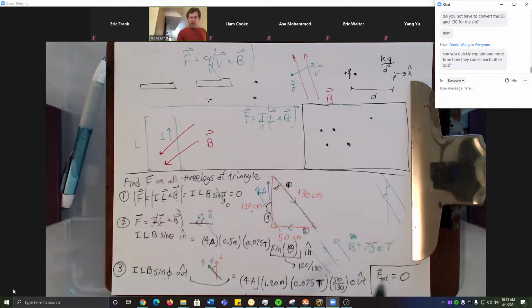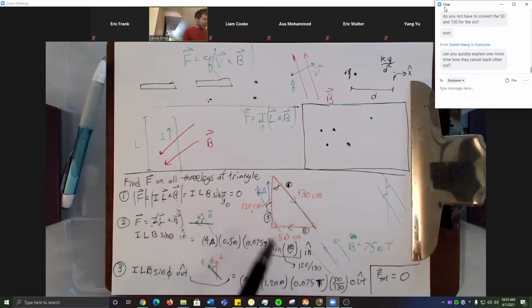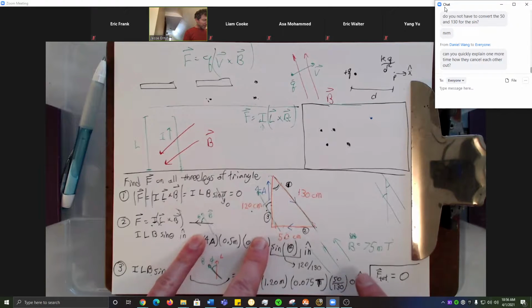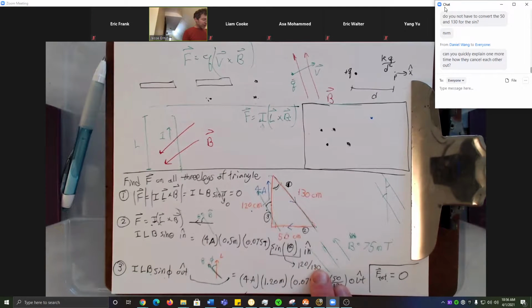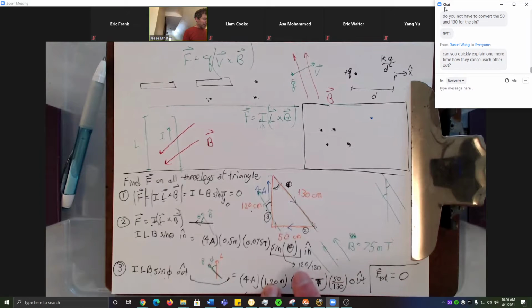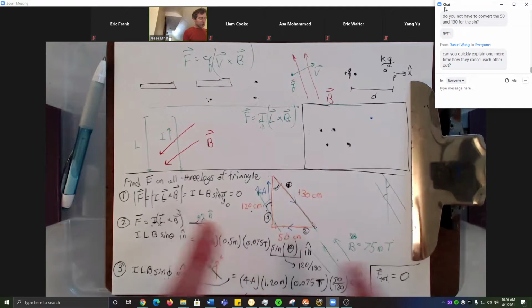Okay. So Daniel, why they cancel is, if you just compare these things, one is in, one is out. So they're going to obviously be working against each other. So if this numerical value matches that numerical value, they're going to cancel. So these are the same. And here you have a 1 over 130, so that's going to cancel. That's the same in both. So here you have 1.2 times 50, which is 60. And here you have 120 times 0.5, which is also 60. So they're going to cancel each other out.